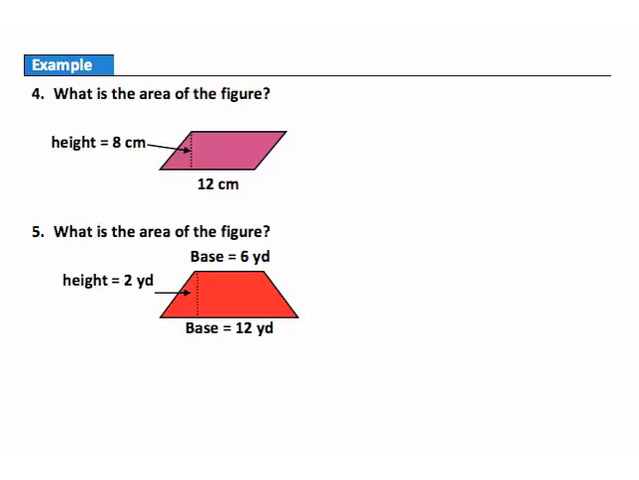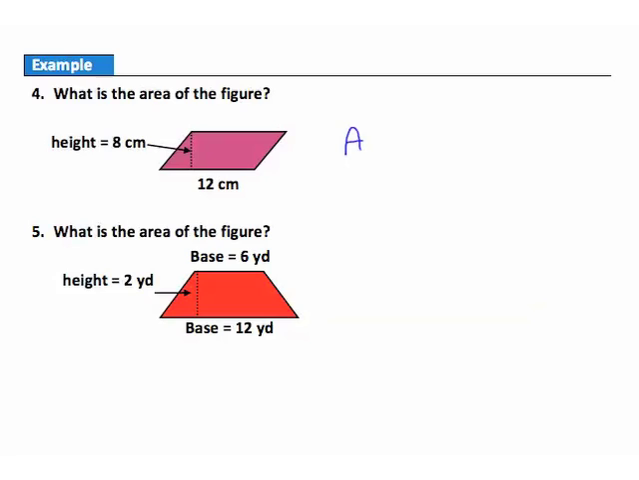Now let's take a look at some examples that will help you understand how to find the area of a parallelogram and the area of a trapezoid. Example 4. What is the area of the figure? Well, in this case, we have a parallelogram because we have two parallel sides, and so we want to find the area then of a parallelogram.